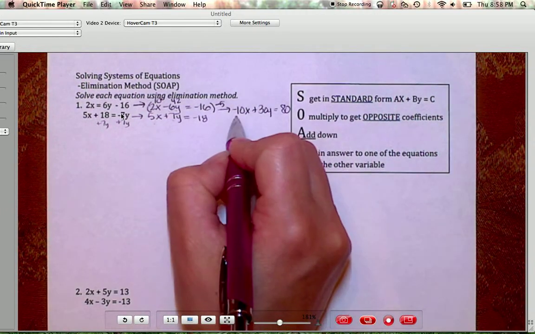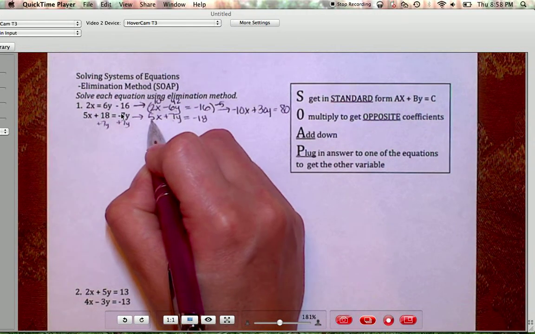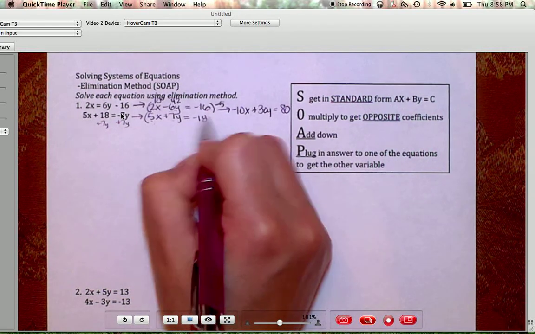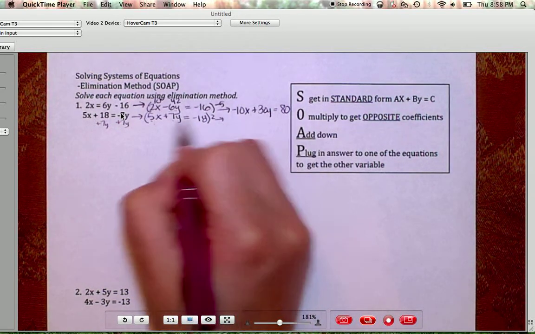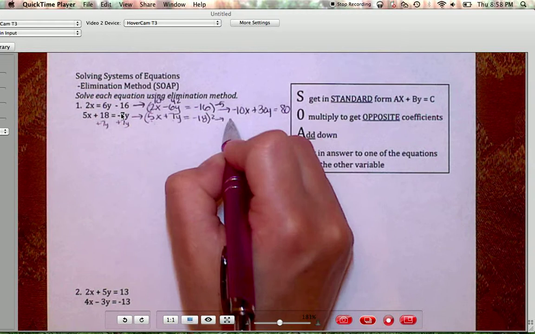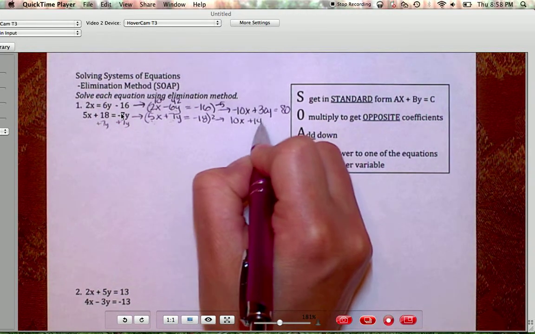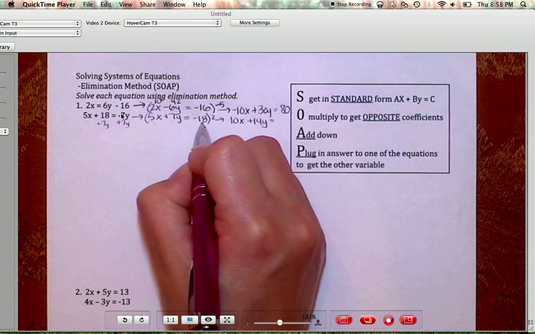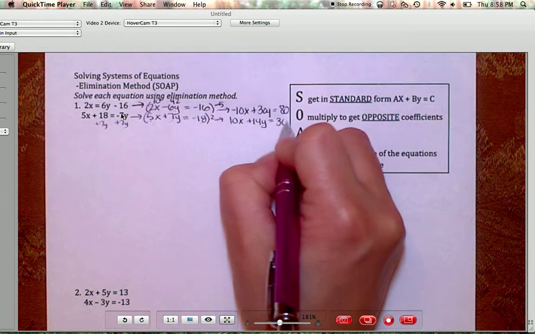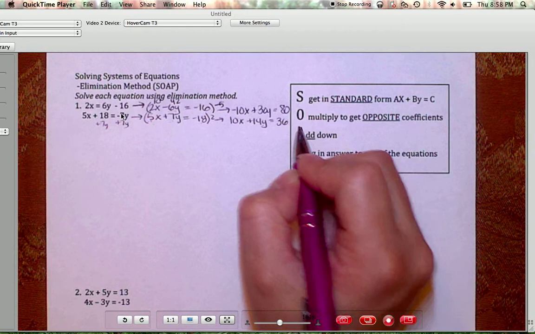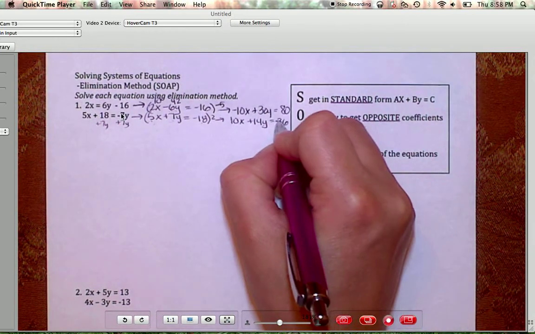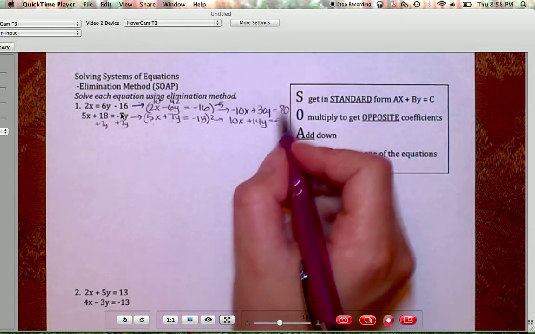And then, so we have our negative 10. What can we multiply 5 by to get positive 10? We would multiply by 2. So 5x times 2 is 10x. 7y times 2 is 14y. And negative 18 times 2 is positive 36. I'm sorry, it's negative 36. So we now have our opposite coefficients.